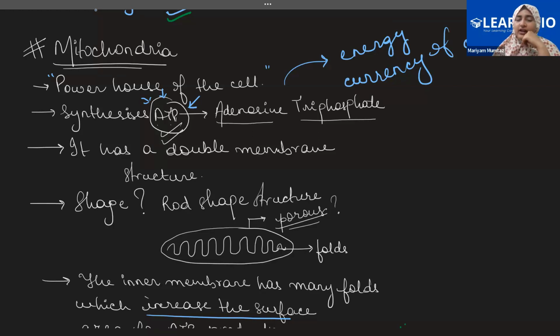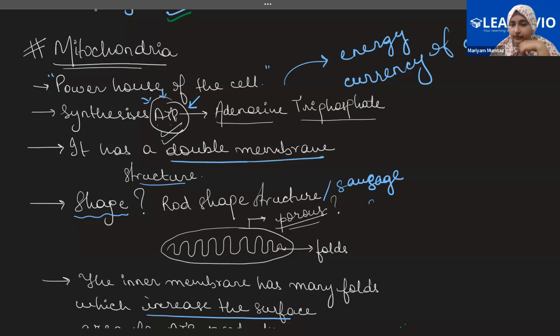Now mitochondria is a double membrane structure. It has two membranes, an outer membrane and an inner membrane. Now what is the shape of mitochondria? Usually it is rod shape or sausage shape. Ma'am, a sausage shape. Yes, it is rod shape or it can be sausage shape.